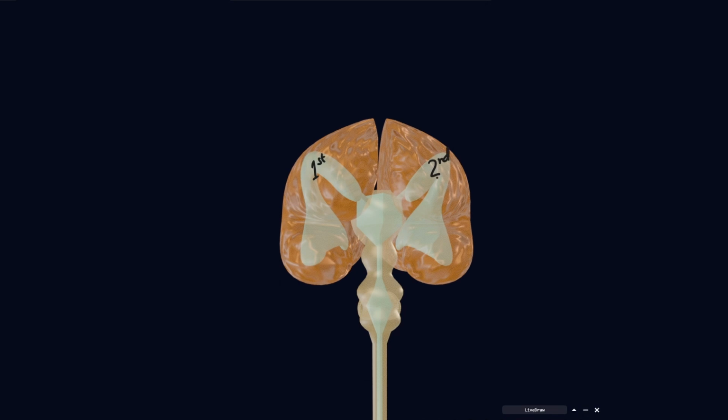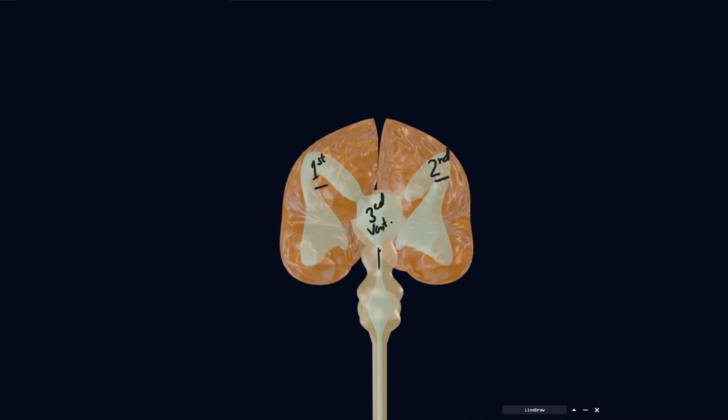Actually, it is not clear whether we should call the right one first or the left one first, so arbitrarily I am writing these first and second. These are basically the lateral ventricles. So if we consider the lateral ventricles first and second, then this is the third ventricle. That is why it is called the third ventricle, right?